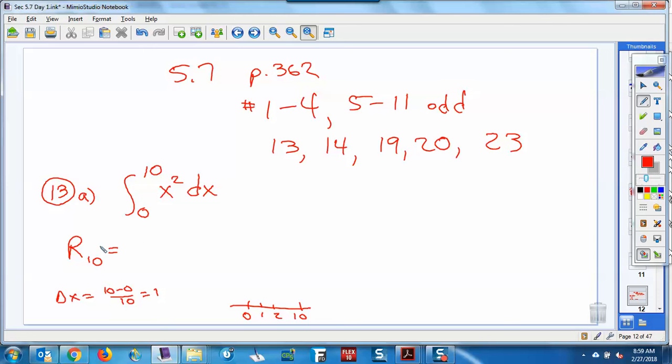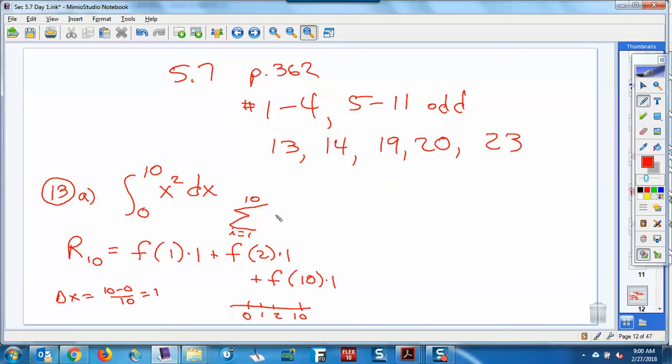Now it's rights. So our first right is going to be f of 1 times 1 plus f of 2 times 1, and the last one, f of 10 times 1. So that's going to give me a sigma going from 1 to 10, because remember, this has nothing to do with the 0 to 10 of the integral. We're doing an R10. That's why we're doing 10 rectangles. That's why it's 1 to 10.